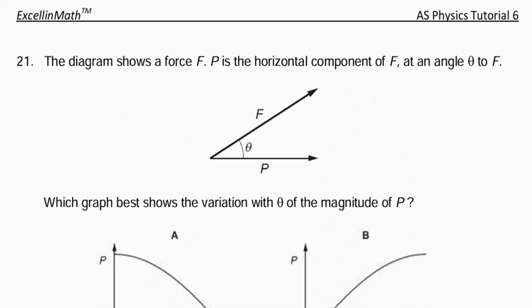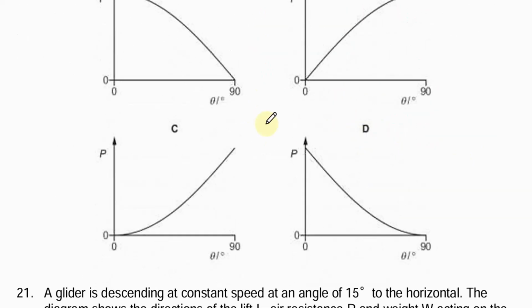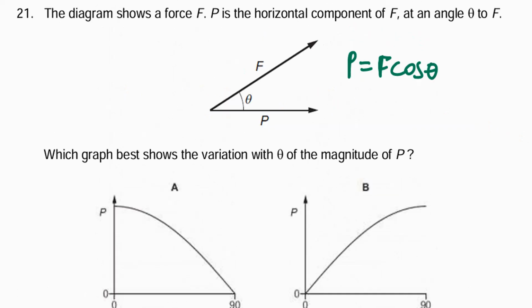Now, we know that the horizontal component of a force F, in this case the horizontal component is P, is given by F cos theta. In other words, the horizontal component is described by a cosine function. Now, important to note that all these graphs are given between 0 and 90 degrees. We know the horizontal component is a cos function, so let's look at the cos graph.